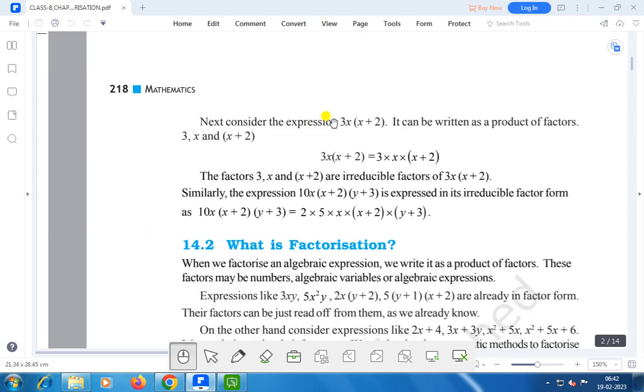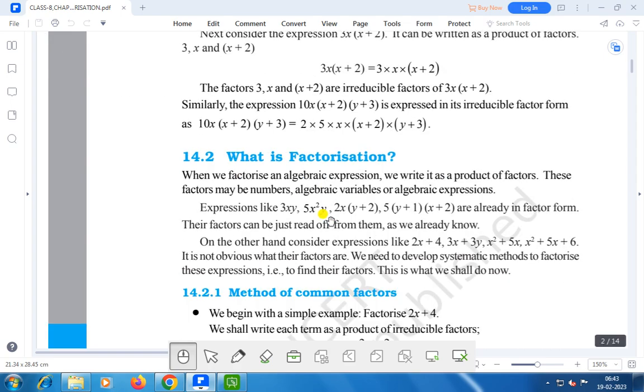Next, consider the expression 3x into x plus 2. It can be written as a product of factors 3 into x into x plus 2. The factors 3, x and x plus 2 are the irreducible factors of 3x into x plus 2. Similarly, the expression 10x into x plus 2 into y plus 3 is expressed in its irreducible factor form as 2 into 5 into x into x plus 2 into y plus 3.